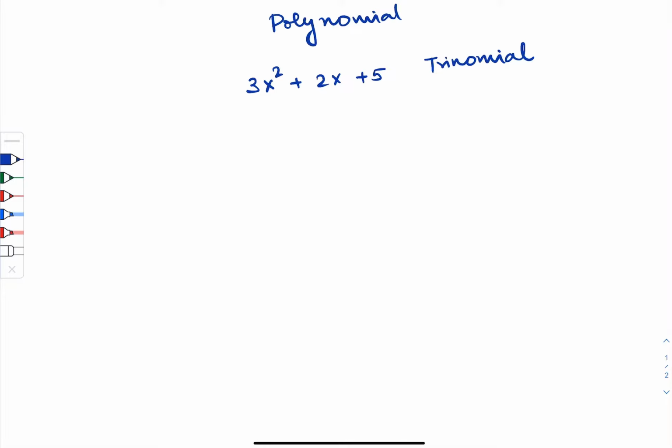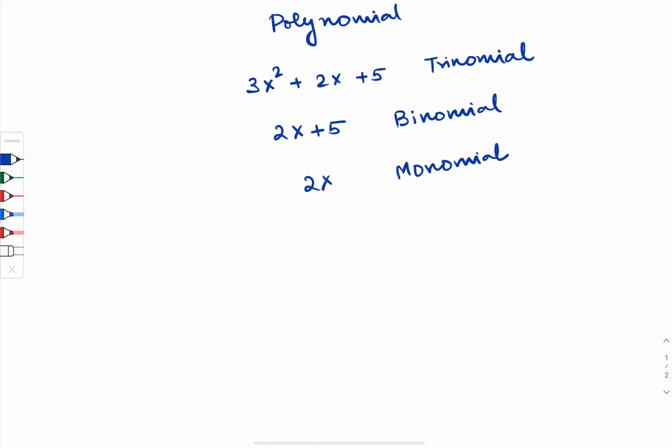And then let's say you have something like this, 2x plus 5, then that would be, because there are two terms, a binomial. And then if you had something like just 2x, that would be a monomial. Okay, if you just had 5 without the variable, that would still be a monomial. So you want to think of polynomials as just different types of terms.